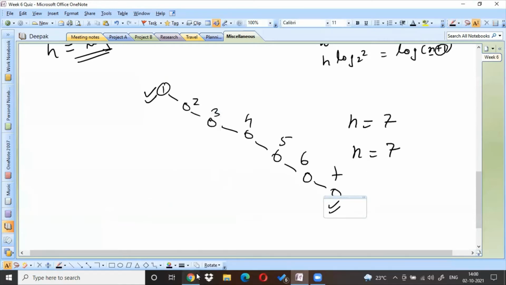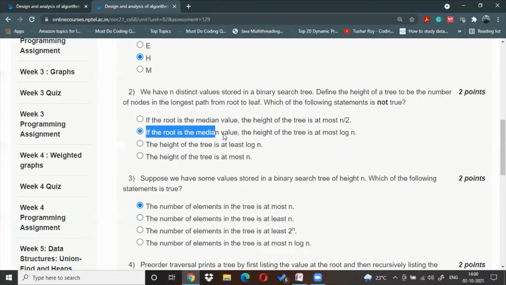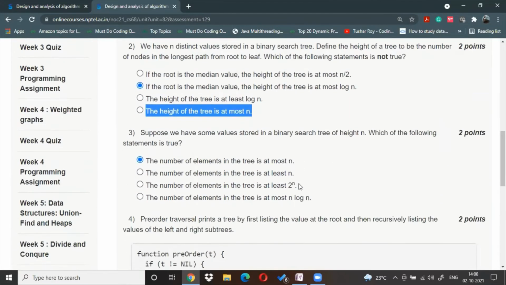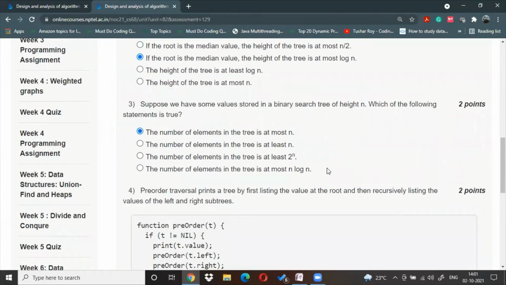And let's analyze why this option is wrong. This option says that the height of the tree is at most log n, which is not true because over here we have already seen the height of the tree can be at most equal to n and not log n. And hence, option 2 is wrong. Hence, that is our answer.